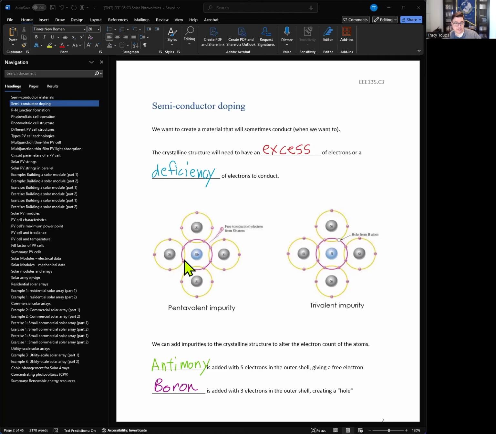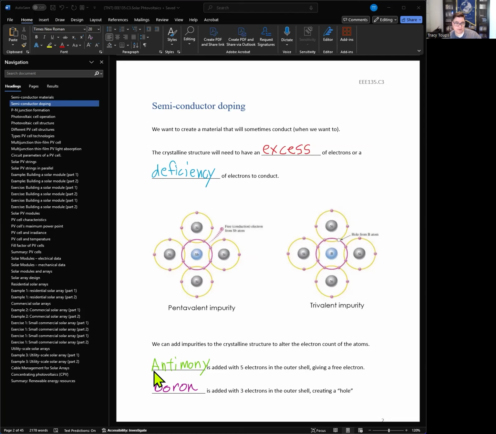Well, silicon on its own is not really that good of a conductor because the atoms are all linked up together. So what we can do is create an excess amount of electrons or a deficiency of electrons. One way we could do that is introduce different elements into the lattice structure, right? For example, we can add what we call impurities to the crystalline structure of silicon, right?